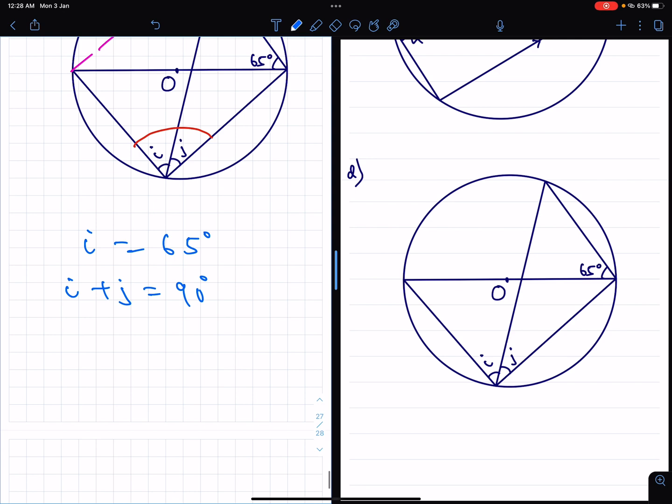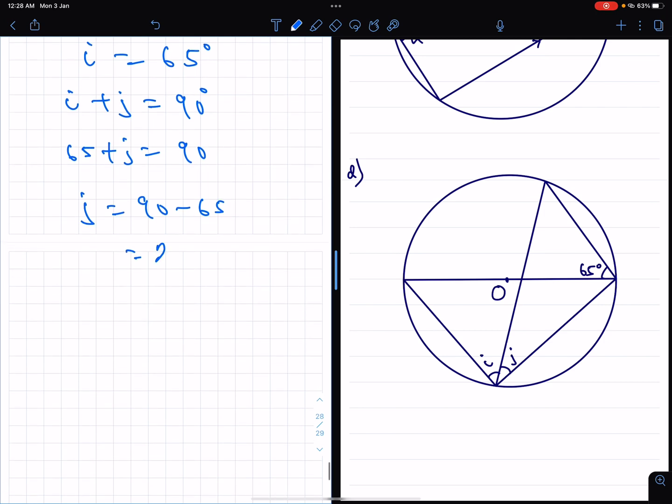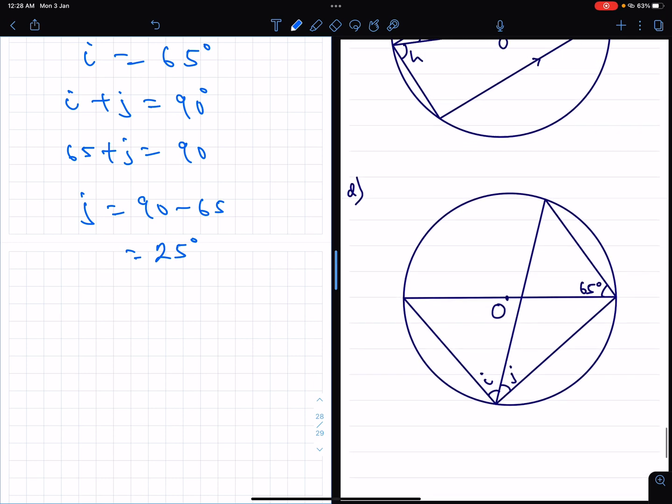So that simply means 65 plus J equals 90, which means J equals 90 minus 65, and that's 25 degrees. So J is 25 degrees. So that's it, very, very simply.